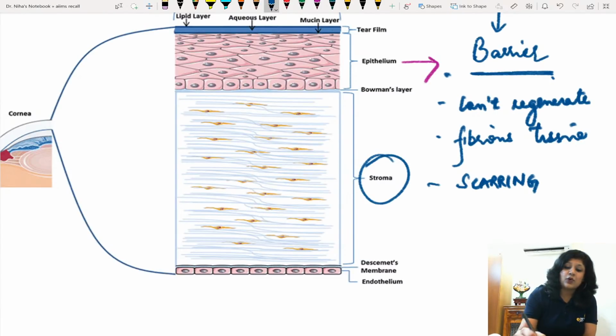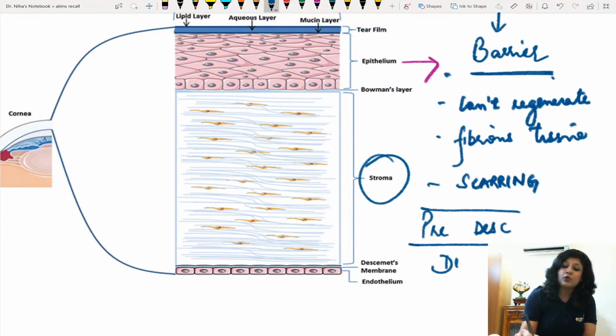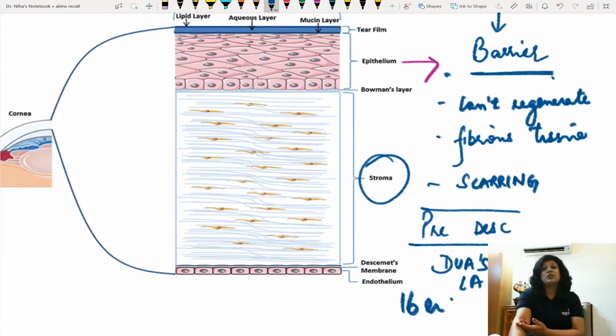Predescemet's membrane is the newly discovered membrane, also called the Dua's layer, and very thin, 16 micron thin. We do not know the exact function, but now it is the toughest. So next time they can also ask you this, because this time they have asked you a question, and if you remember, I told you that every time they ask you a question either in corneal ulcer or the layers of the cornea. Previously the Descemet's membrane was the toughest layer. Now the toughest layer is this predescemet's, and then we have Descemet's.